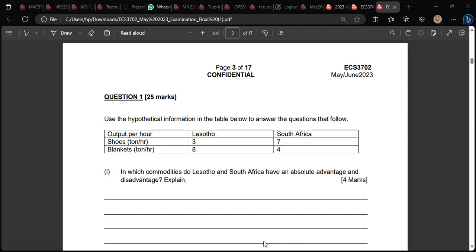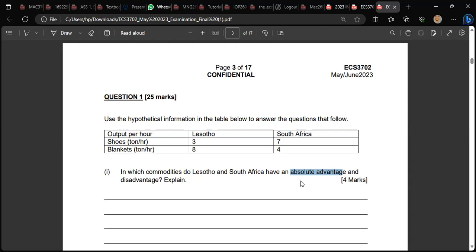So then, if a country has a higher number of tons produced within an hour, then automatically that puts them at an advantage? Absolute. We have two: comparative advantage, and we also have absolute advantage. So there are two advantages, but then we will proceed and see down there what will be the thing. Let's just carry on and see what's going on down there.